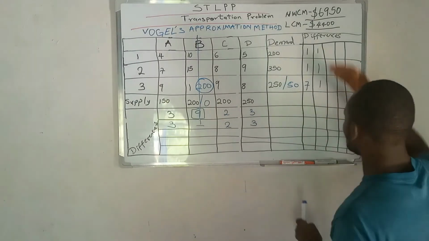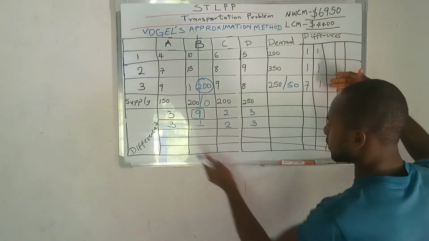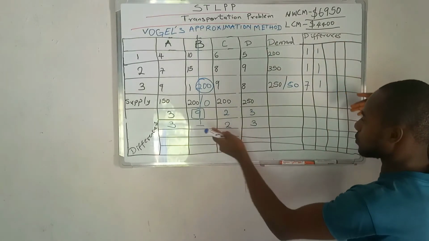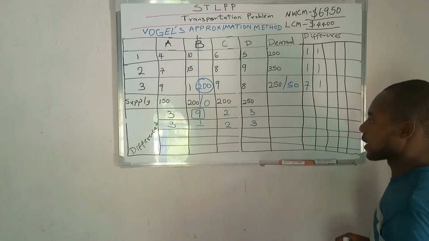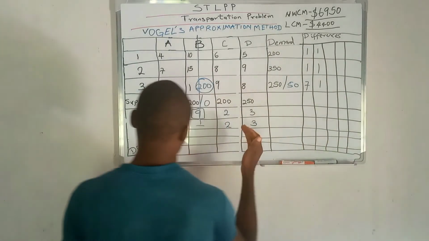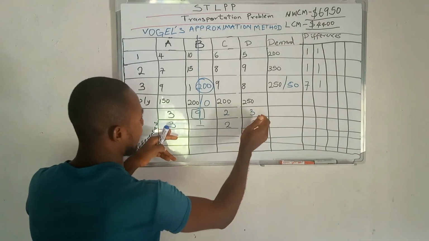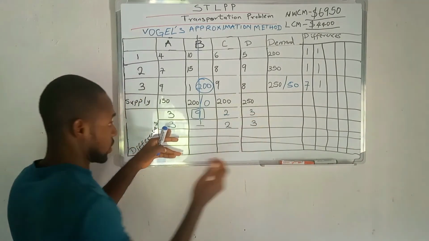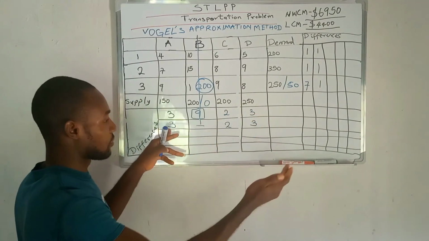Right now we check through our differences again, the last ones that we did, and we check what is the biggest number here. The biggest number here is 3. So we have 3 here and we have 3 here. So what do we do in this case? We just pick any one of them.